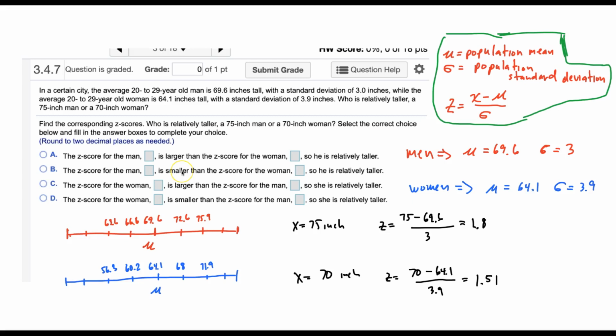Here's the solution to 3.4.7. It's about z-scores and measures of position. It's a very important conceptual question to understand, not just do calculations. And so you can see here we have these two situations.